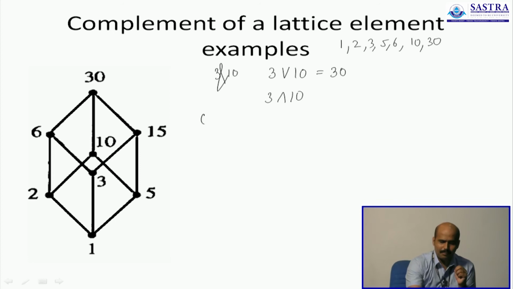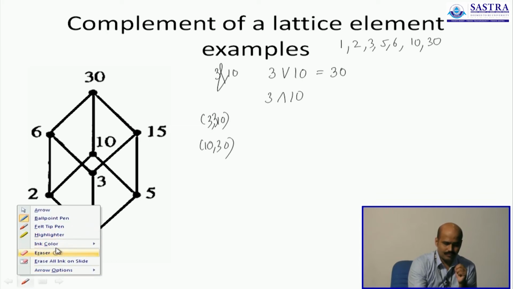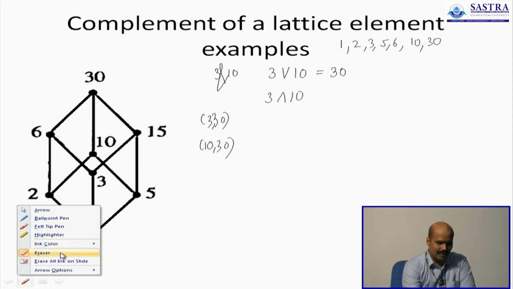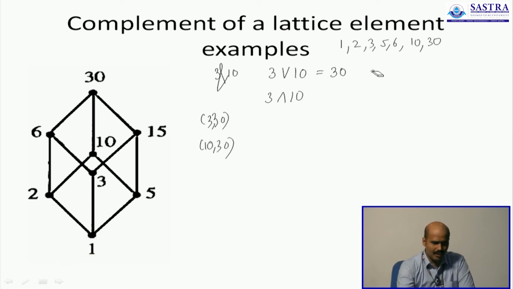So you will find the pairs (3, 30) as well as (10, 30). So 30 is an upper bound and the only upper bound. So 30 obviously is the LUB and 30 is the greatest element of the given lattice. Every other number divides 30. 30 is the greatest element of the lattice.